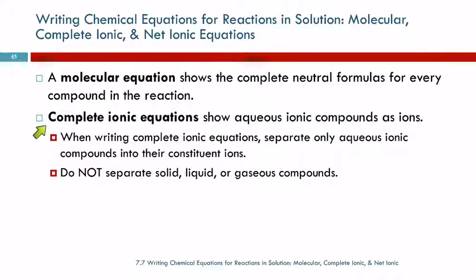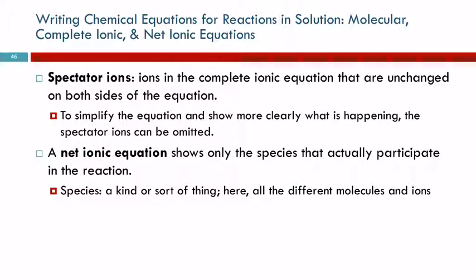So a complete ionic equation is going to show all of those aqueous ionic compounds, the soluble ionic compounds, as ions. So we're going to separate the aqueous ionic compounds. We are not going to separate anything that's a solid, a liquid, or a gas. So what we're doing is we're looking at the state symbols. If it's a solid or a liquid or a gas, you just copy it down as is. If it's an aqueous ionic compound, you separate it into the ions to make the complete ionic equation.